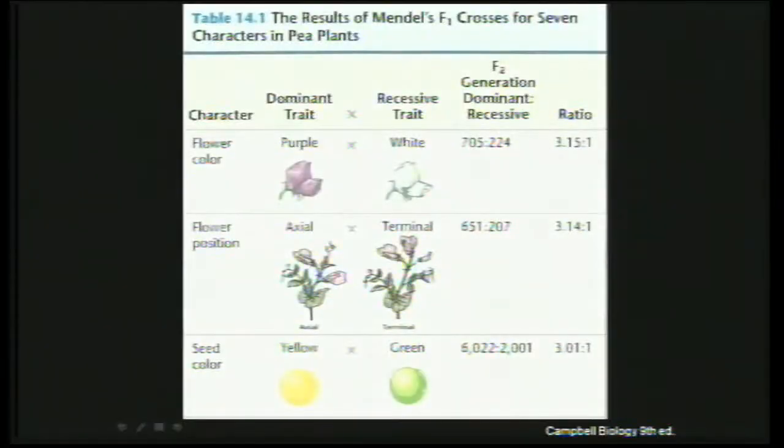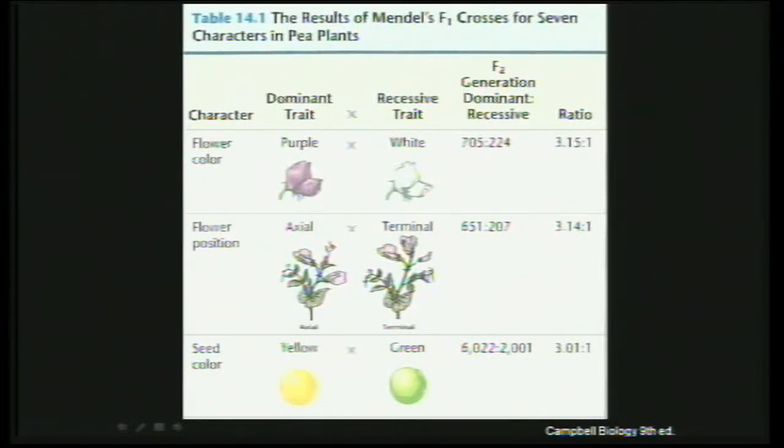So what he did was just one example of flower color. He did it for all kinds of contrasting characters. So if you go to that slide, you can see the ratio there. For the flower color, as I said, 705:224 phenotypic ratio. That means it's approximately 3.15:1 ratio. So if you round that up, it is like 3:1 ratio.